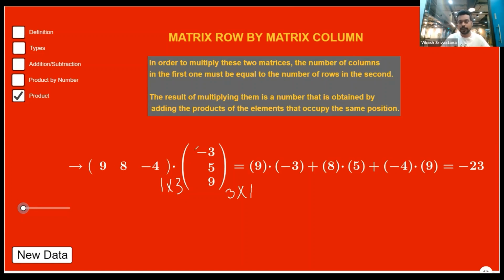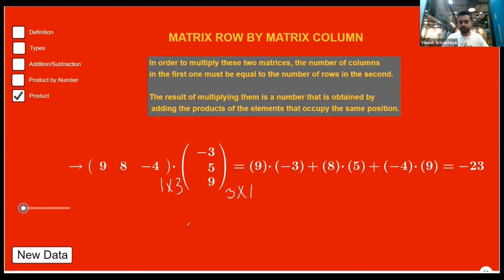So what we'll do, we will multiply each element and then add them together. So 9 multiplied by -3 plus 8 multiplied by 5 plus -4 multiplied by 9. Now this gives us -23. So in this case, when we multiply a row matrix with a column matrix, we get a simple number. I think you already know this from before, but just for a recapitulation, you will be able to agree with me in this case. So we are getting this particular number.